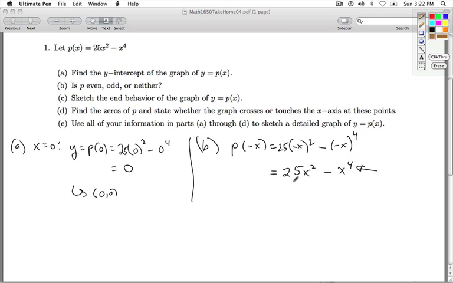And we look at what we got back. What we got back is exactly the same as what I started with, p of x. So that means that it's even. Even functions are going to have graphs that are symmetric about the y-axis.